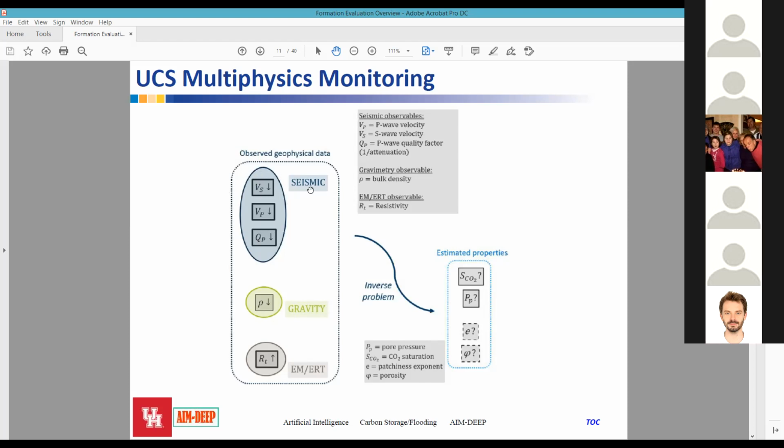Velocity changes are going to be captured by seismic. Density change is going to be captured by gravity measurement, and changes in the electrical resistivity are going to be captured by electromagnetic or electrical methods. So the aim is to do forward modeling and inverse modeling and get the saturation of the CO2 and changes in the pressure. And we also might want to estimate the porosity of the reservoir and the degree of the patchiness of the CO2 in the reservoir. So this is the big picture of the following slides.